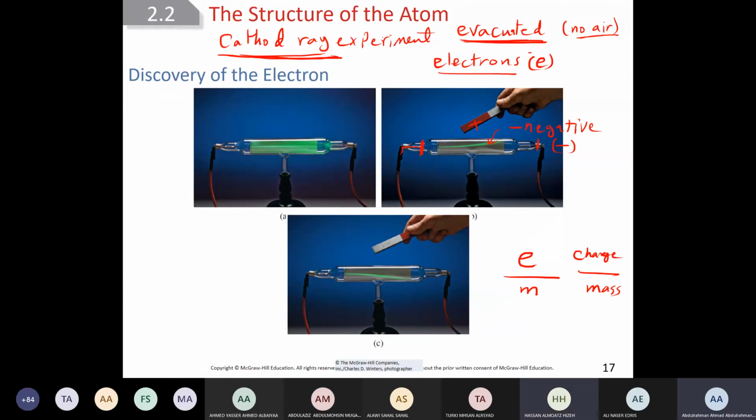The mass of the electron? Charge to mass. He did not calculate the mass of the electron. He calculated charge to mass of electron. Charge of the electron to the mass of the electron. All right, clear?